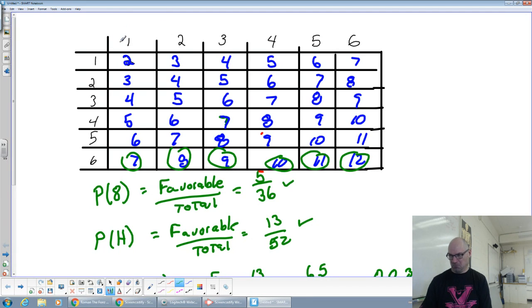Now this dice here, so getting a 6. So all these ones down here. Okay, but we don't want to count this twice. Don't count that twice. Just count it once. 1, 2, 3, 4, 5, 6, 7, 8, 9, 10, 11.